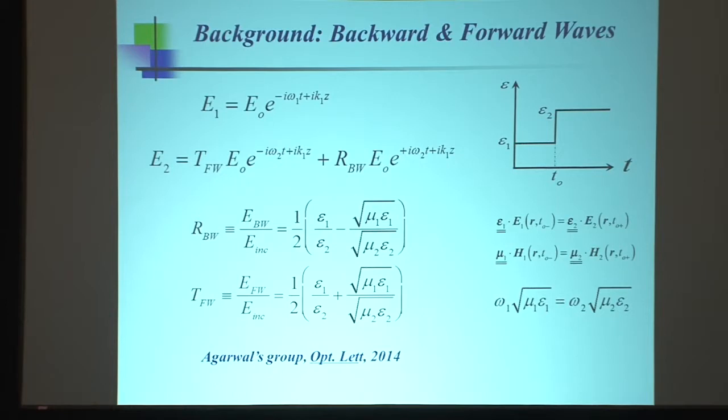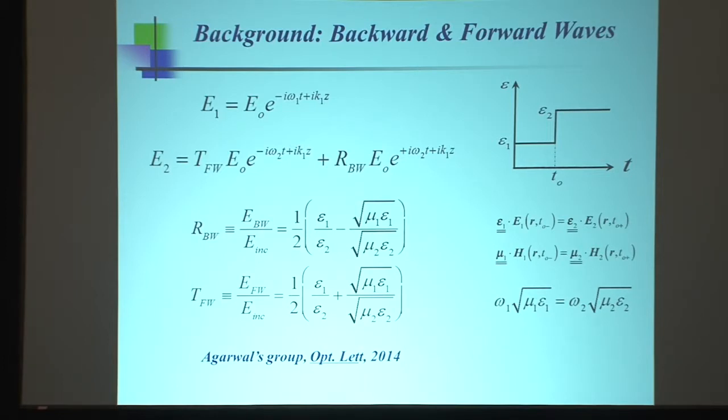So what he and his group found out is that the reflection for the backward wave and transmission for the forward wave can be related by this very interesting set of relations. And by the way, this relation is very much analogous to what happens when we have a change of the permittivity in space. But this is a change in time.